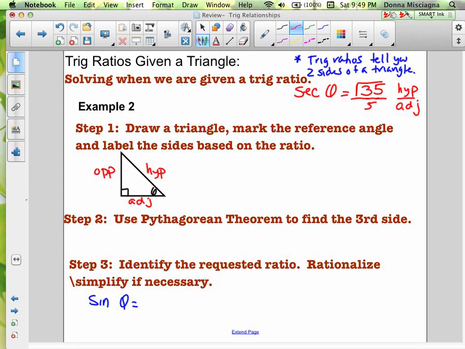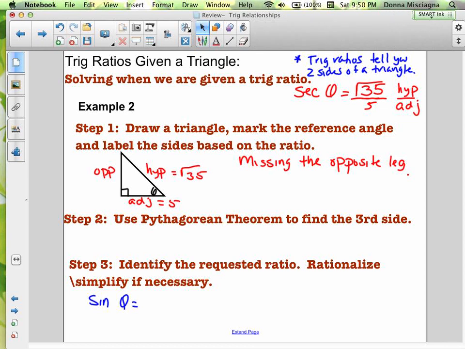So we're given the adjacent, that's 5. We're given the hypotenuse, that's the square root of 35. By the way, that doesn't simplify because the factors are 7 and 5. They're both prime, and they don't match. All right, so we're missing the opposite side. So we're going to use the Pythagorean theorem to find that missing third side.